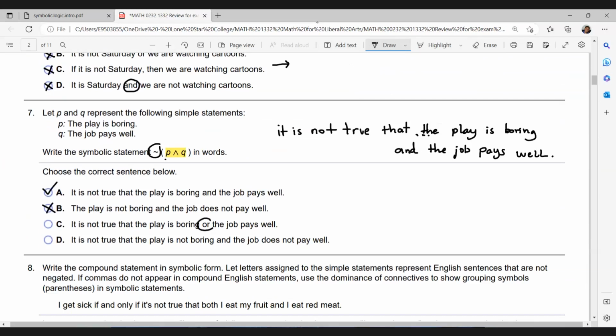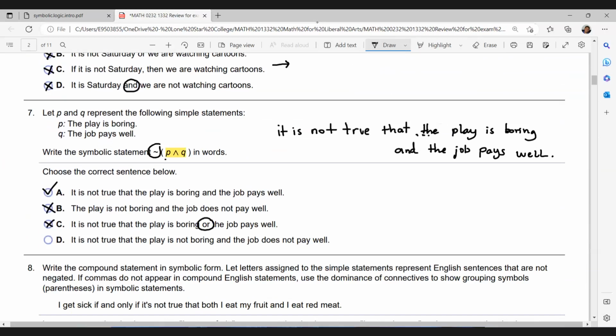This is where this goes wrong. So I am definitely 100% ruling out C. And look at option D. It is not true that the play is boring. Oh, wait, I read that wrong. Let me read that again.